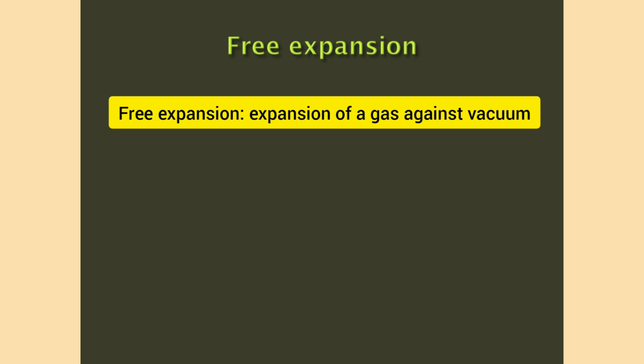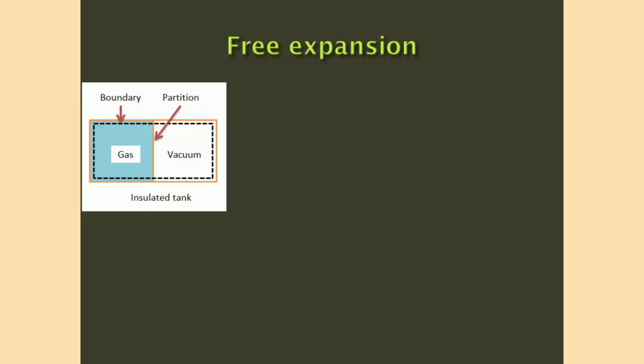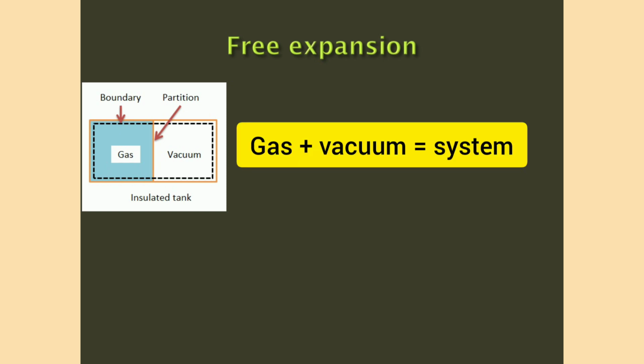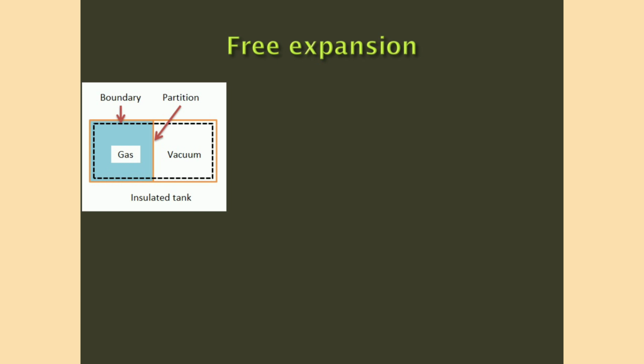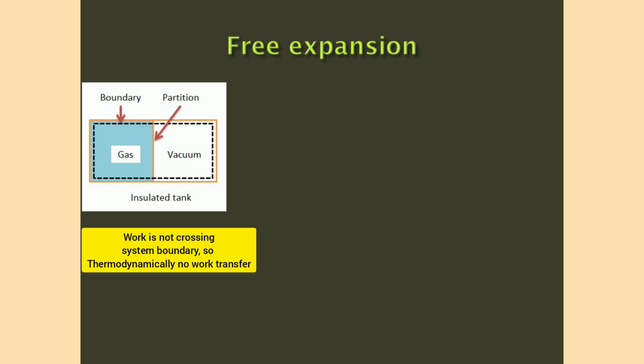Free expansion. The expansion of a gas against vacuum is called free expansion. Consider an insulated tank as shown in the figure. It has two chambers separated by a partition. One chamber is filled with some gas and the other chamber is vacuum. The gas and vacuum together we consider as a system. Now I am removing the partition. What will happen? The gas rushes to fill the entire volume. This is free expansion. But there is no work transfer here because the work is not crossing the system boundary.